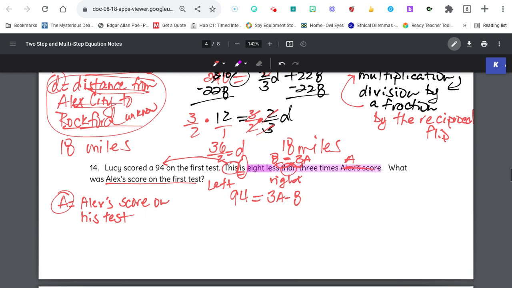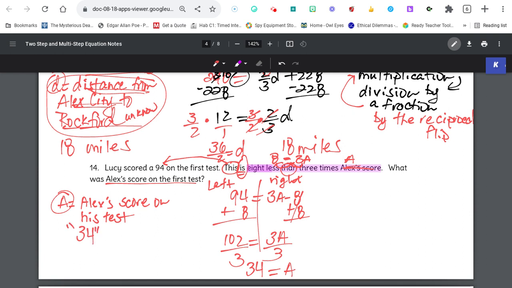Okay? And I can solve for A, which is Alex's score. So I'm going to add 8 to both sides. It's 102 equals 3A. And then it's mashed together, so I'm going to divide. 102 divided by 3 is 34. Ooh, Alex didn't do so well. So Alex made a 34 on his first test. Woo, poor Alex.